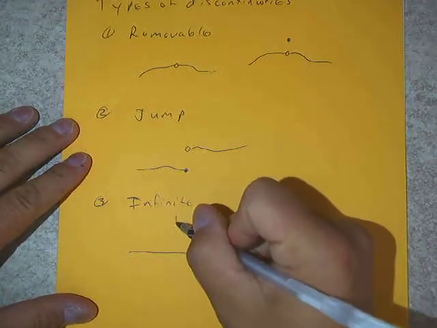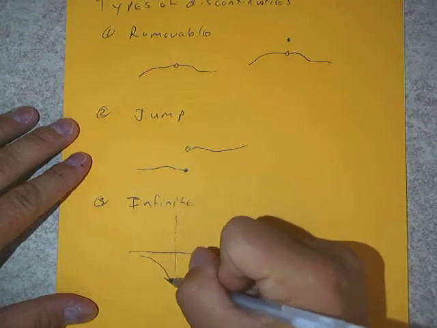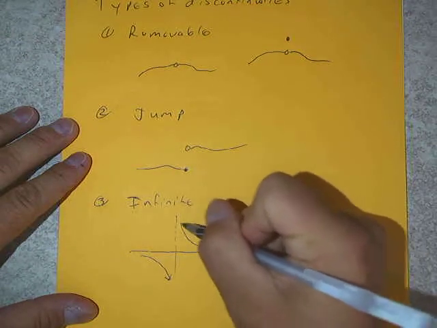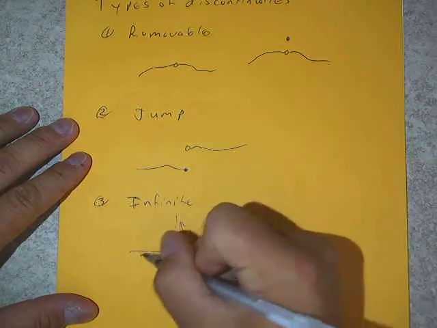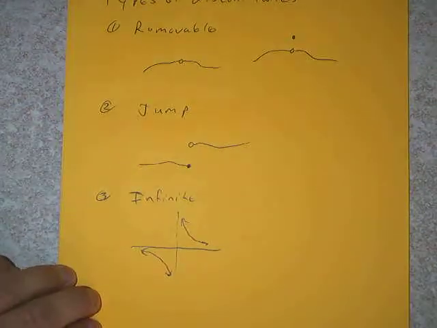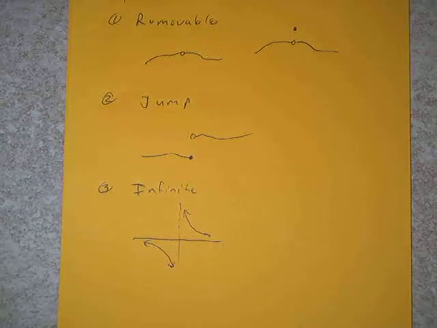So that would be considered a jump discontinuity. The third type would be called an infinite discontinuity. And an infinite discontinuity is going to be coupled, graph-wise, with an asymptote. So an asymptote would be considered an infinite discontinuity.